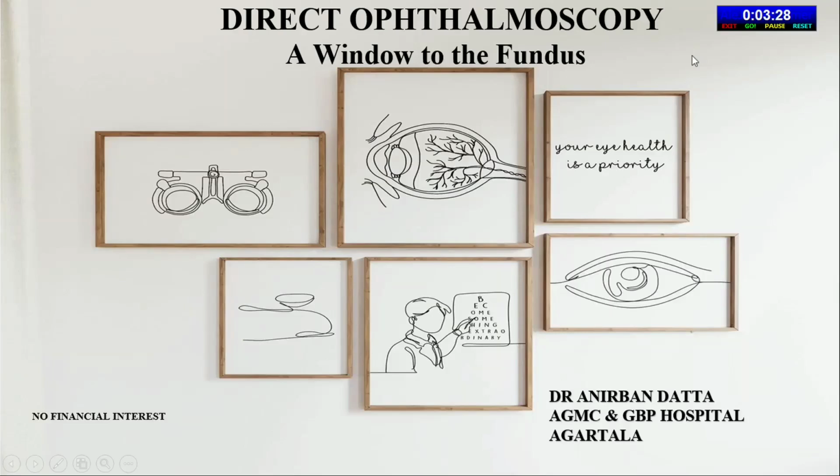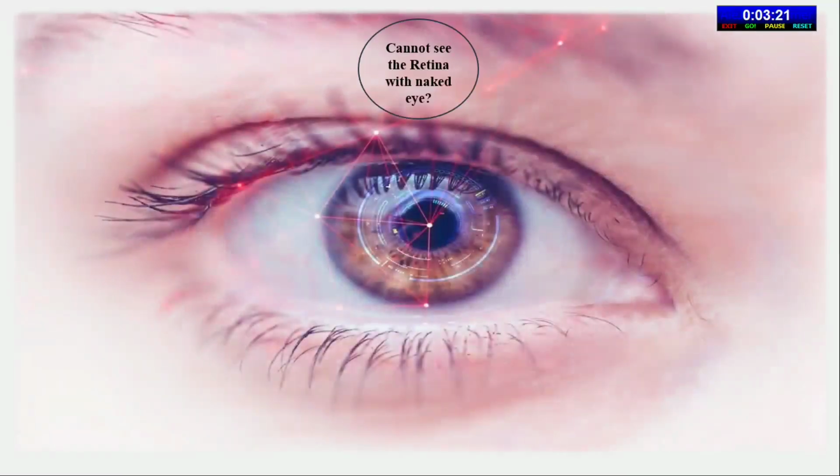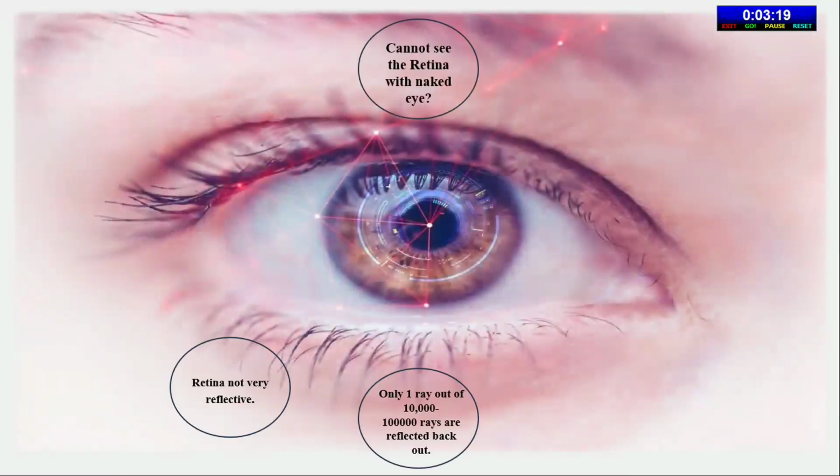Good afternoon, everyone. I will be presenting on direct ophthalmoscopy, a window to the fundus. Ever wonder why we cannot see the retina with our naked eyes? Yes, the retina is very reflective. Only one ray out of 10,000 to 1 lakh is reflected back. So we need a bright light to see the fundus.